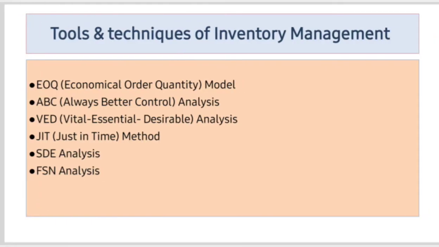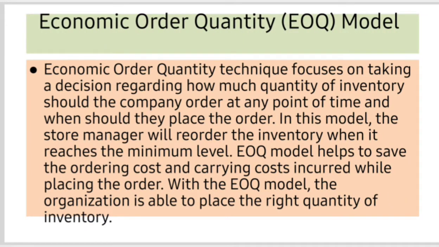So we will see what the major tools used are: EOQ, that is the economic order quantity model; ABC, that is always better control; VED, vital, essential, desirable; JIT, just in time; SDE and FSN. The economic order quantity model is the technique which focuses on deciding how much quantity of inventory a company should order at a point of time and when it should place the order.